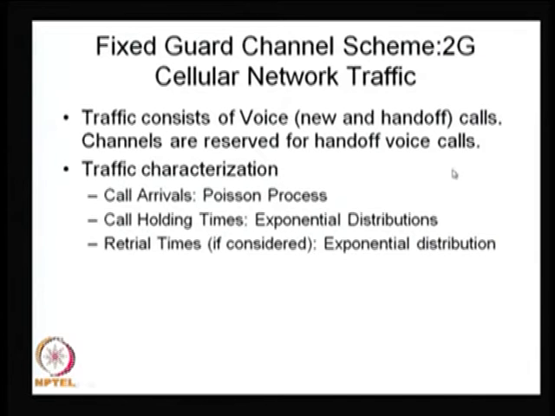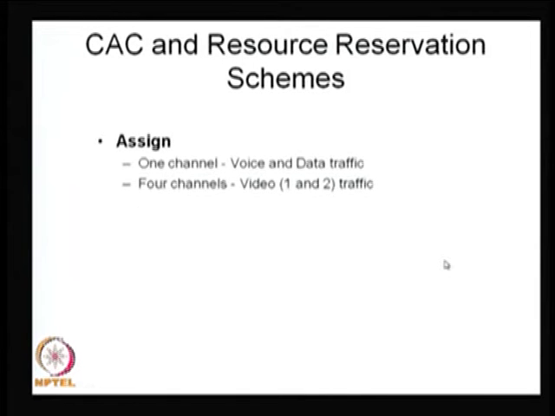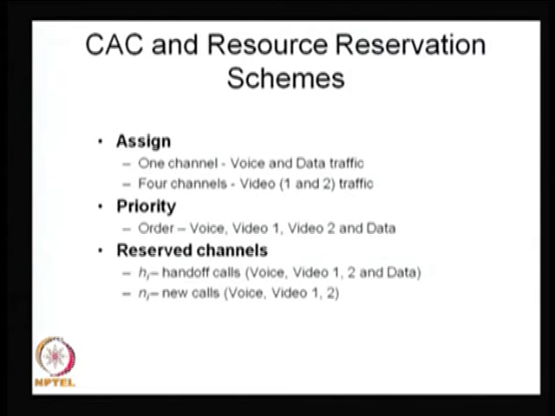So here we made the assumption that the call arrivals are a Poisson process. The usual way in 2G networks is that call arrivals are a Poisson process, call holding times are exponentially distributed, and so on. But here we are extending the model: one channel is needed for voice and data traffic, and 4 channels are needed for the video 1 and video 2 traffic, and the priority is voice, then video 1, then video 2, and data.